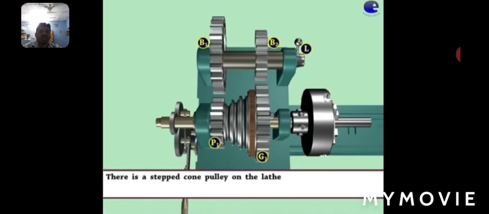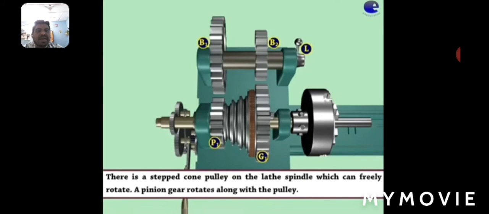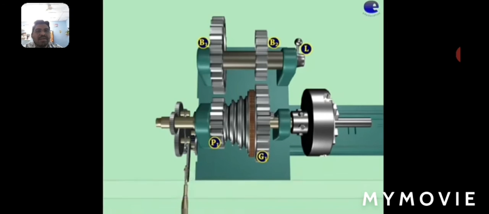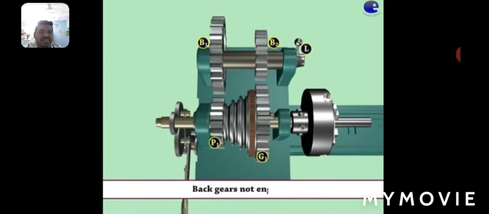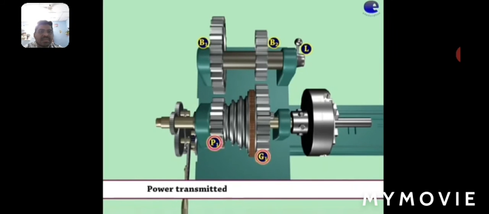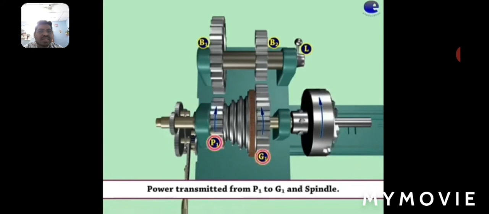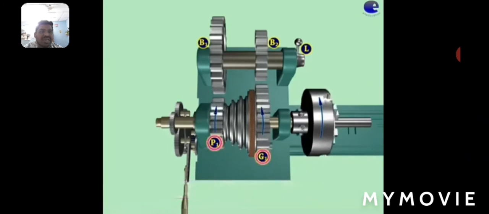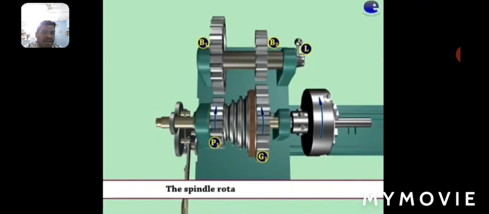So there is a stepped cone pulley on the lathe spindle, which can freely rotate. A pinion gear rotates along with the pulley. So back gear is not engaged. So power is transmitted from, see in the figure, P1 to G1 and the spindle. The spindle rotates at normal speed.